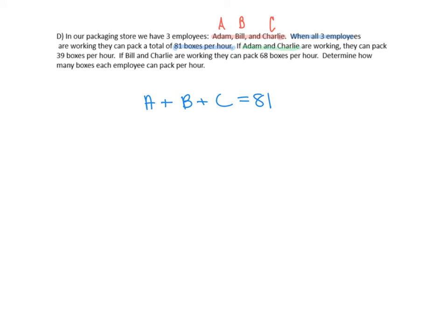Sentence 3 says Adam and Charlie are working. They can pack 39 boxes. So that's Adam plus Charlie. They don't say anything about Bill, so I'm just going to put a 0B just to keep things lined up nicely. And that total was 39. This next sentence says if Bill and Charlie are working, they can pack 68 boxes per hour. So again, that's Bill plus Charlie, 68 boxes. They don't say anything about Adam. If you want to write 0A just to keep everything straight, that's completely fine.